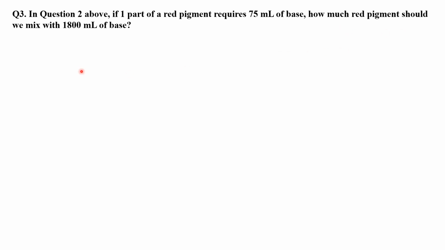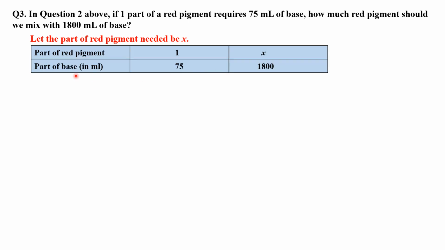and you have to find how much red pigment should be mixed with 1800 milliliter of base. So I will assume, let the part of red pigment needed be X, and let's tabulate it. So when part of red pigment is 1, the part of base in ml is 75, and you have to find when part of base is 1800 ml, what will be the part of red pigment.